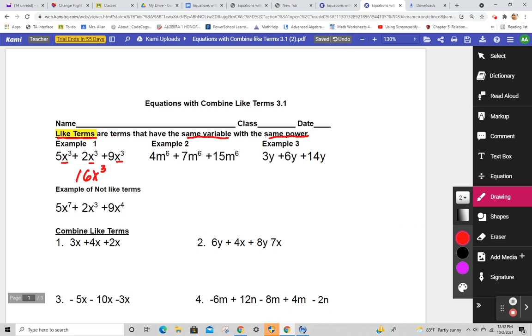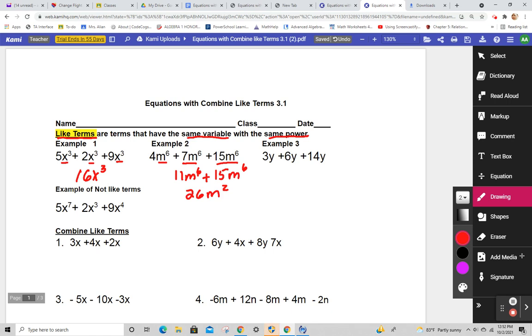All right, let's look at the next one. These are all like terms, okay? 4m to the 6, 7m to the 6, 15m to the 6. They all have the same variable m with the same power 6. So we can combine those to get one term. 4m to the 6 plus 7m to the 6th is 11m to the 6th. Plus, we'll add the 15m to the 6th. So this will be 26m to the 6th.